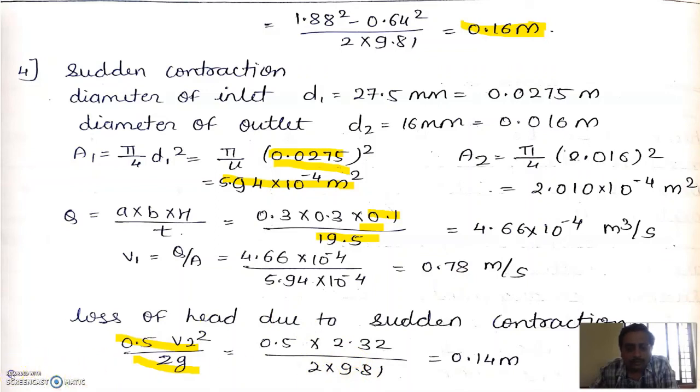Then you find the value, which is around 0.41 meters. So this is the value of the loss coefficient due to sudden contraction. In this way you are going to calculate it.